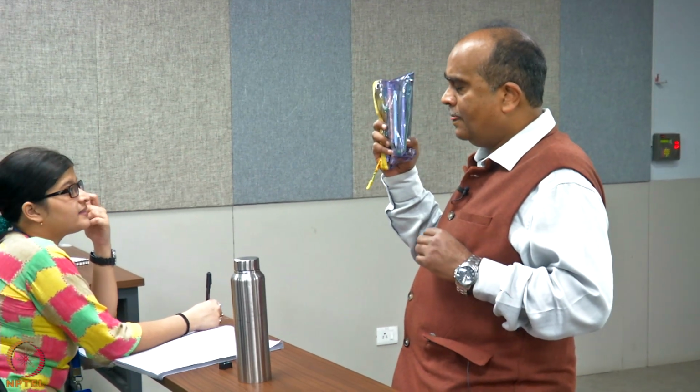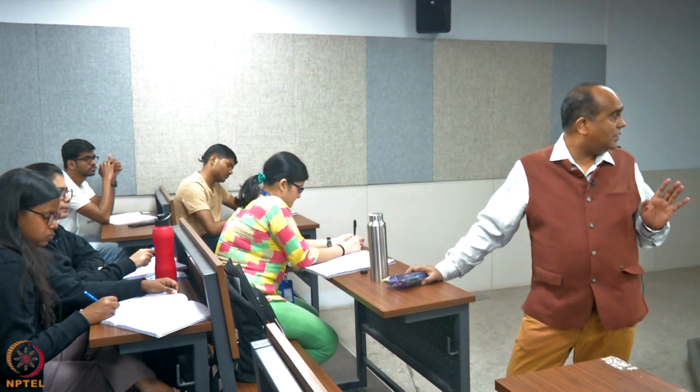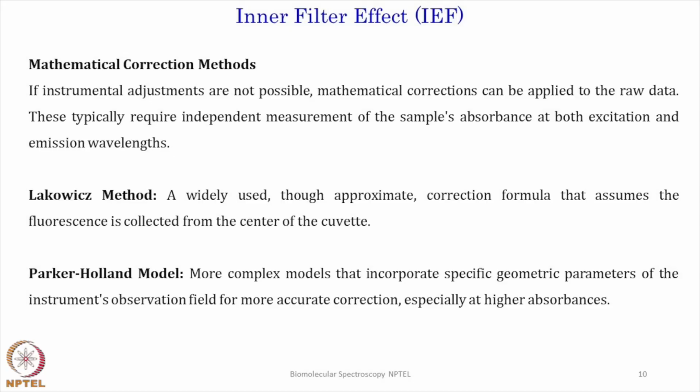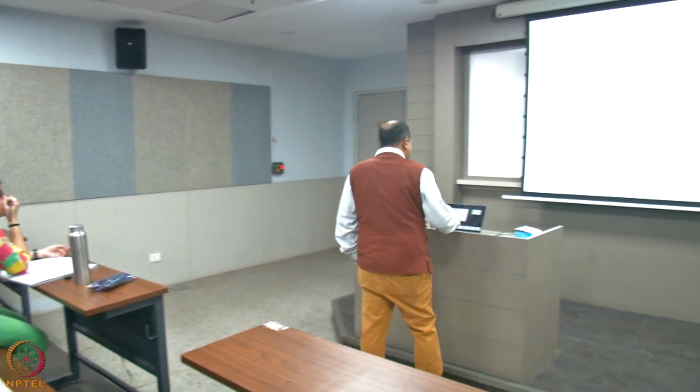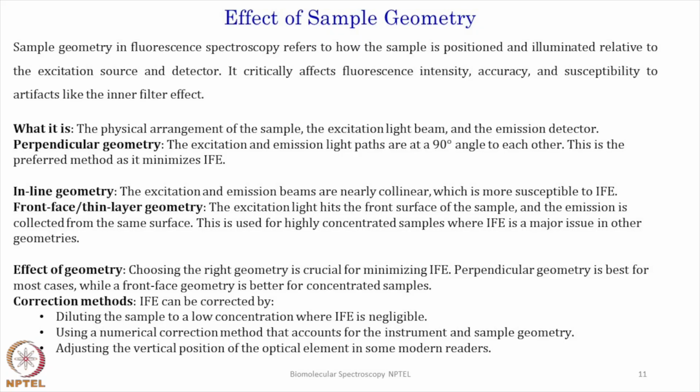I was saying what the problem is here for the inner filter effect: it is not collected from the center, it is coming from elsewhere. So, in this method you have to assume whatever is correcting. So, that is a way of doing it. Then a new method came, called the Parker-Holland method. It incorporates the specific geometry parameters of the instrument, the observation field, the cuvette where it is, and then measures for a higher correction. So, these are some of the ways you can do the correction.